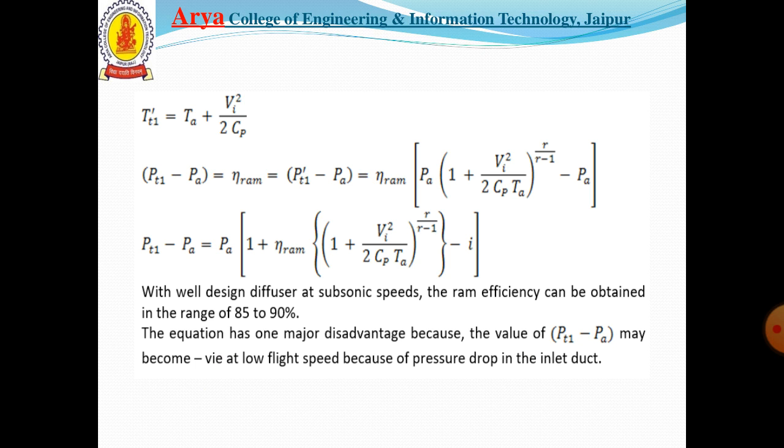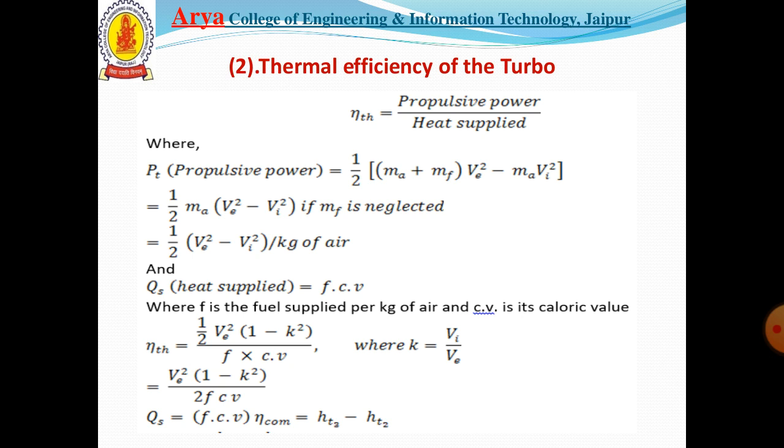The equation has one major disadvantage because the value of PT1 minus PA may become negative at low flight speed because of the pressure drop in the inlet duct. Now the second is thermal efficiency of the turboprop engine.